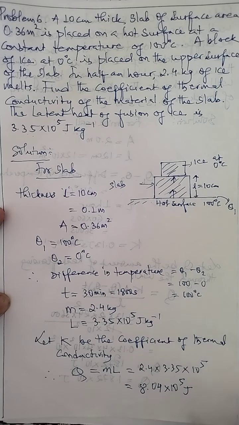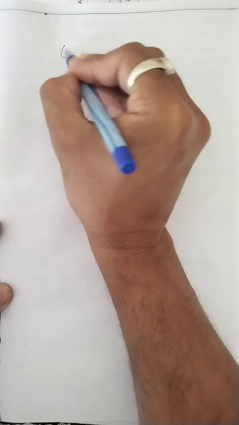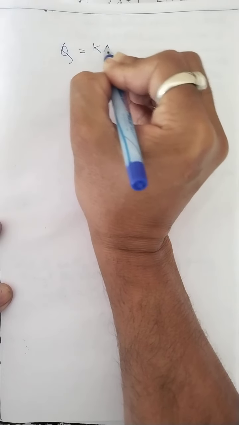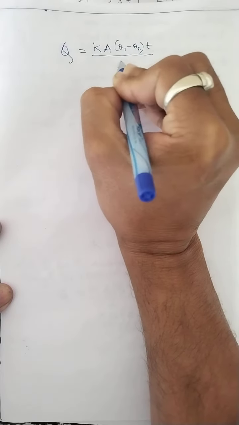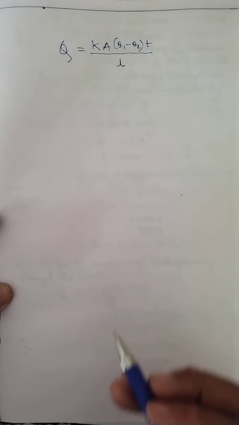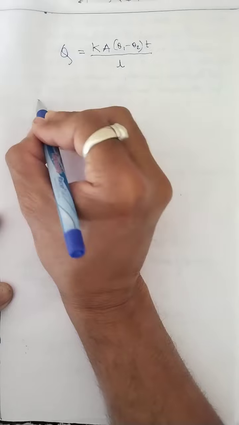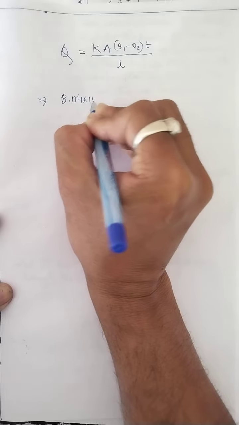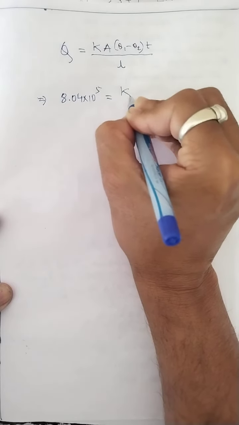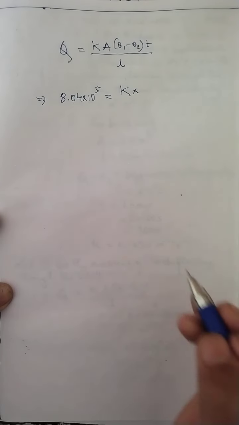So this is the heat that flows from one end to the other end. Now we need to find the coefficient of thermal conductivity. For this, there is a formula you have already learned: Q equals K A (theta 1 minus theta 2) t by L. This formula measures the amount of heat flow in terms of the coefficient of thermal conductivity. Now I can substitute the values. Q, as we have calculated, is 8.04 into 10 to the power 5. K we need to calculate, into area. The area is given.